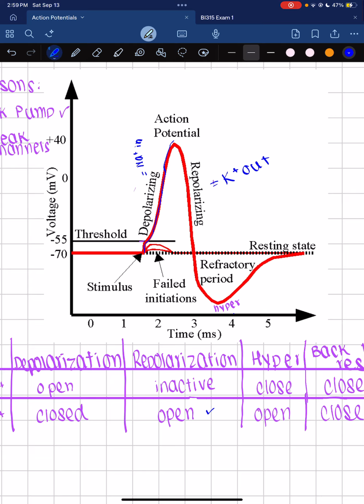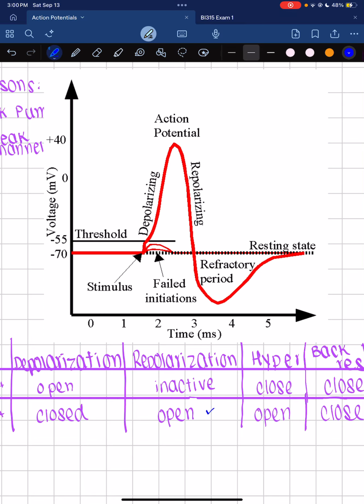So extra potassium leaves, and the membrane dips below negative 70, maybe to negative 80 or negative 90 millivolts. This is called the hyperpolarization phase. This makes it harder for the neuron to fire again right away. That's one reason why the relative refractory period exists. You need a stronger stimulus to get back up to the threshold.